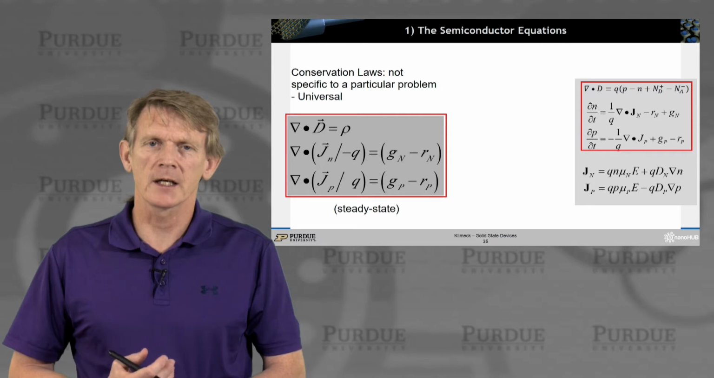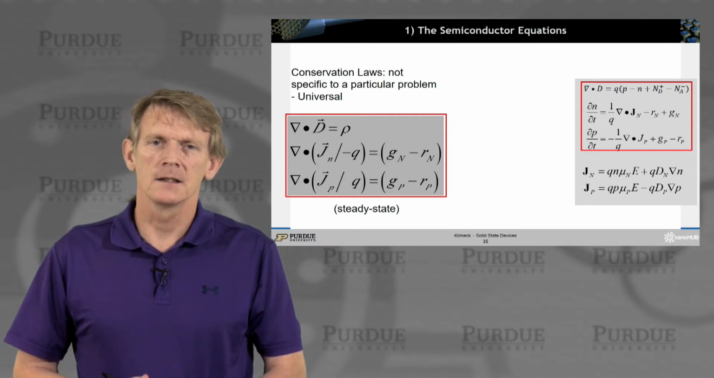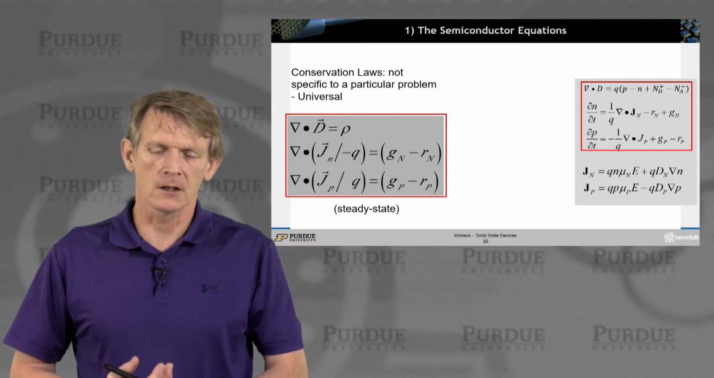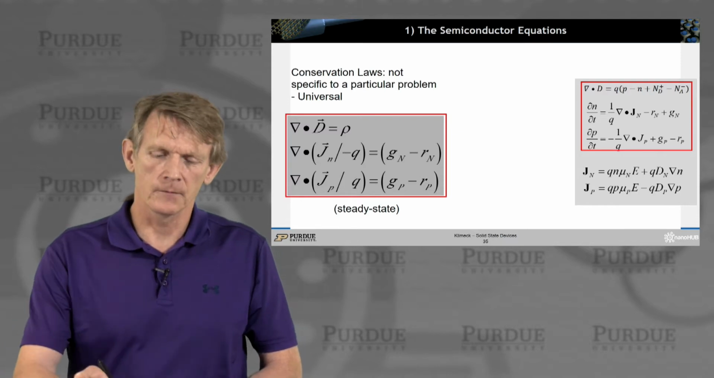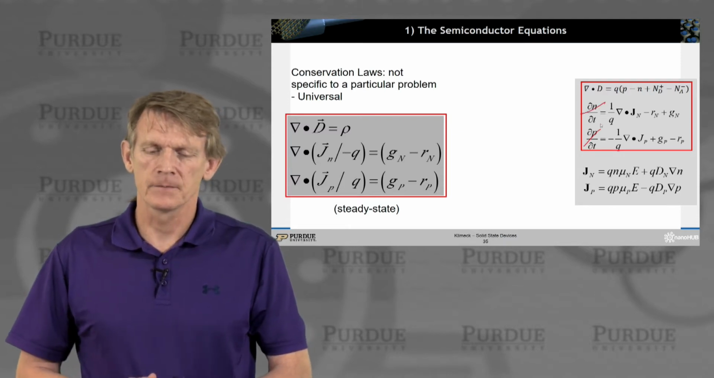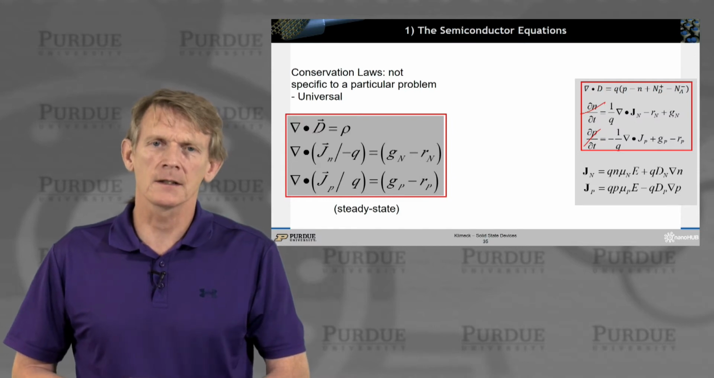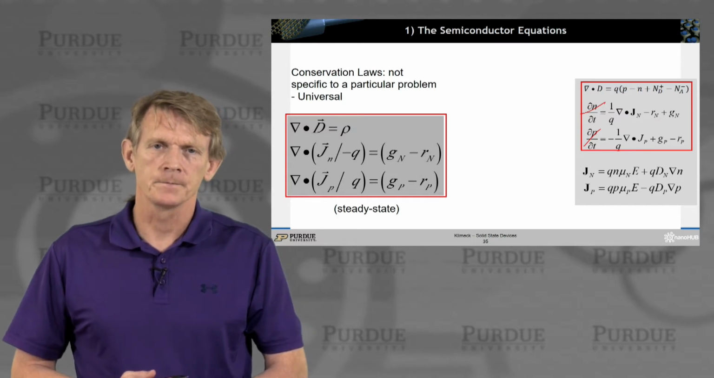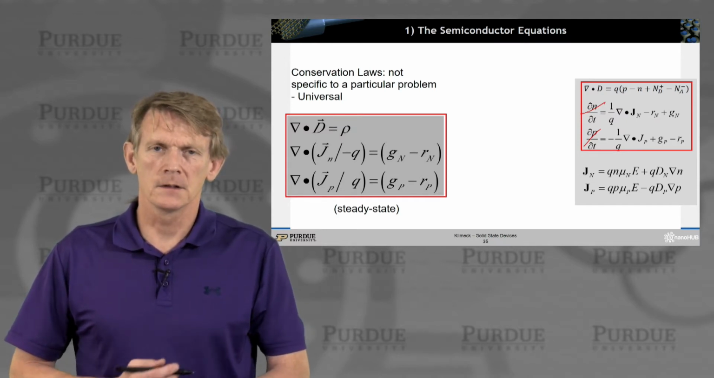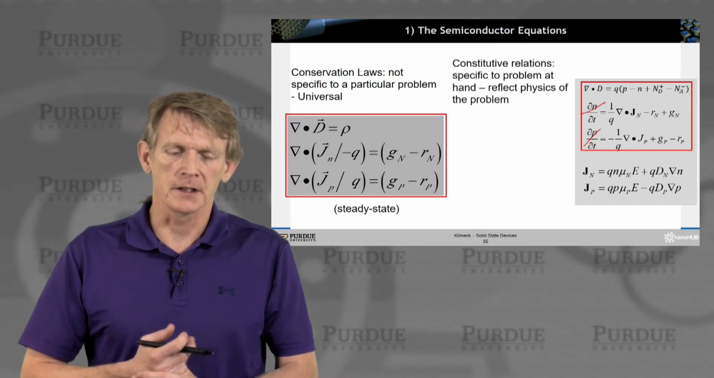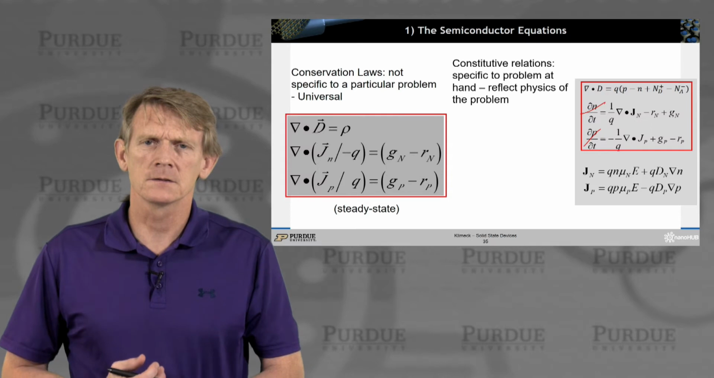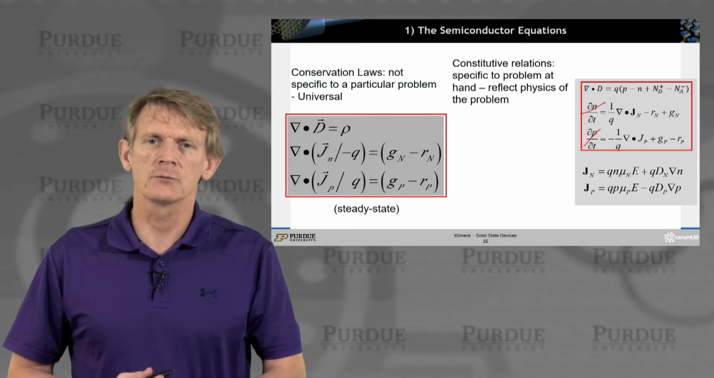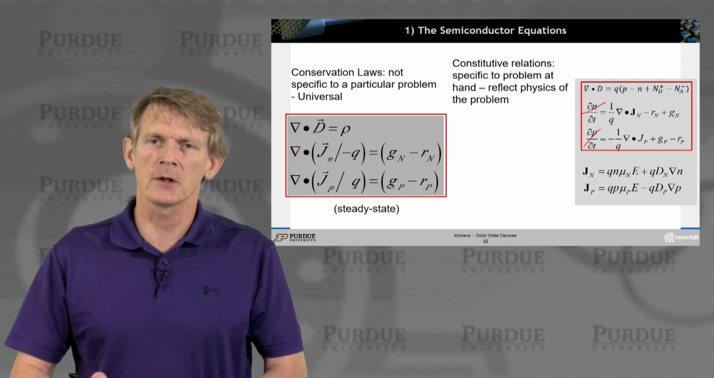So if you look at these expressions, the Gauss's law in steady state and the current expressions in steady state are written down like this, where you lose the temporal dependencies, and this is how we write down typically the semiconductor equations in steady state. These are the continuity expressions. Then there's some constitutive relationships with a specific problem at hand. They really reflect the particular physics of the problem.